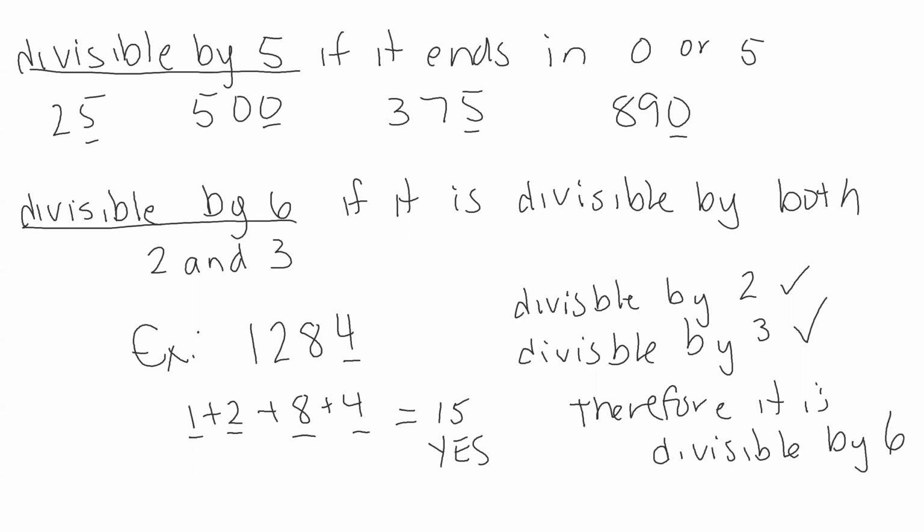All right. So you've got divisibility rules for 2, 3, 4, 5, and 6. A couple of other really common ones would be divisibility by 9 and 10. So a number is divisible by 9 if the sum of the digits is divisible by 9. So this is very similar to 3.